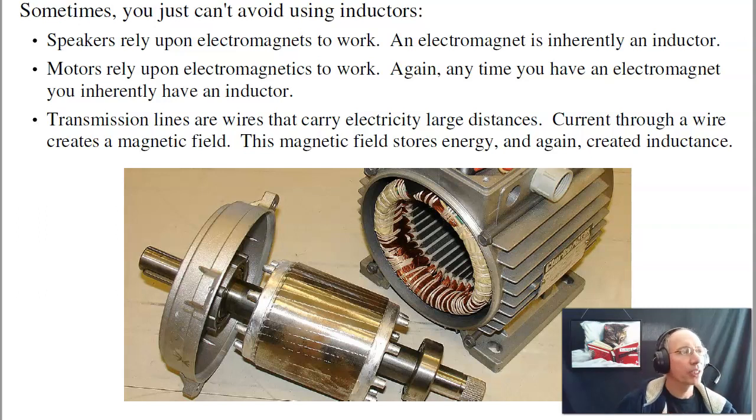Motors use electromagnets. This is an AC induction motor, for example. This is the stator right here. You see a large amount of copper wire going around an iron core. Wire wound around an iron core is an inductor. Motors are inherently inductors. Transmission lines are inductors. When you have current flowing through a transmission line, that produces a magnetic field. The magnetic field has energy. Energy in a magnetic field, again, means inductance.